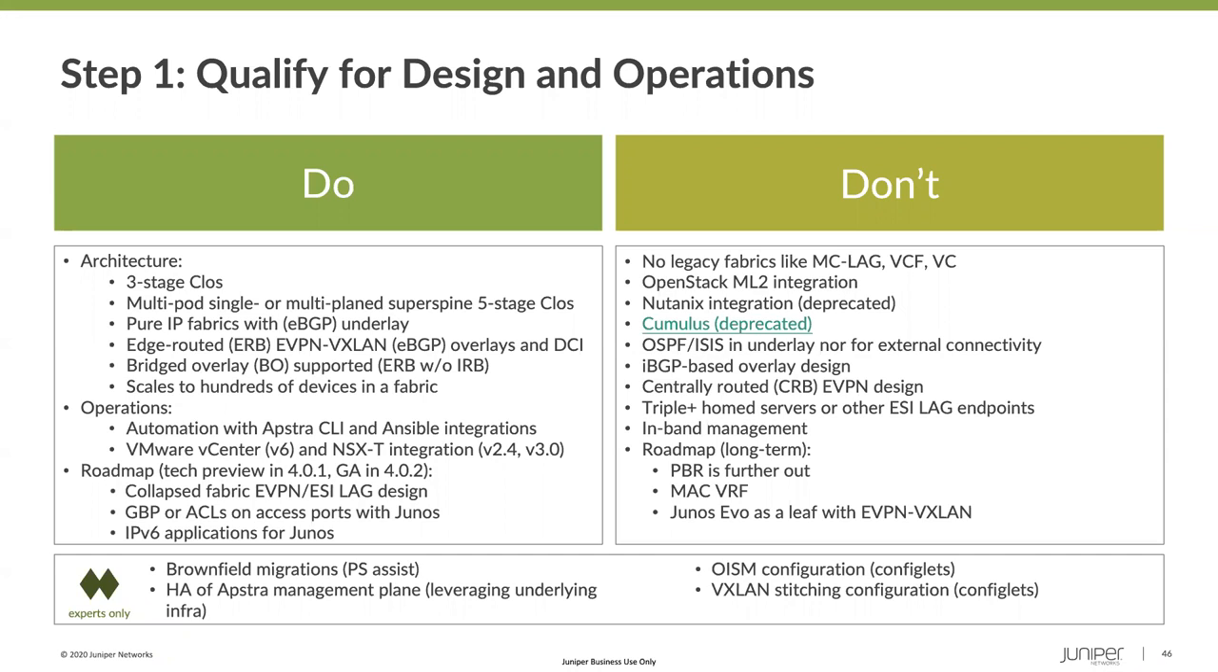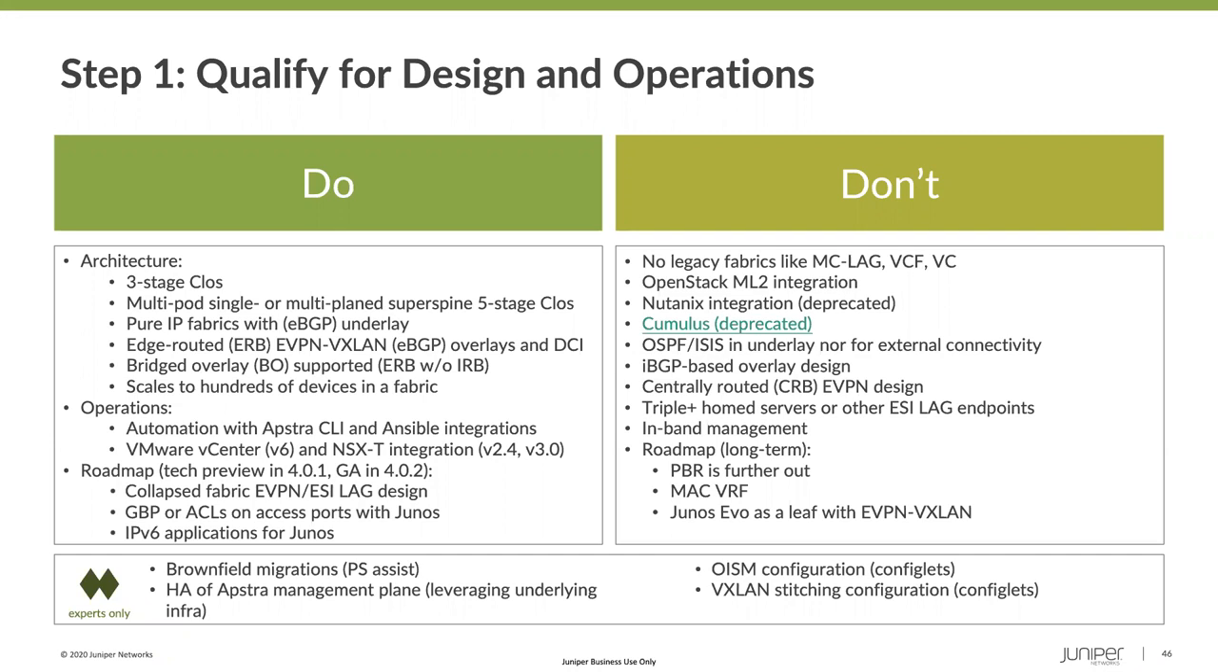What you should not promise, or if a customer is asking for, unfortunately, that's not something we can do due to the design of Apstra. We cannot do MCLAG or virtual chassis fabric or virtual chassis. Also, for those who are running OpenStack, we don't do ML2 integration, which is the Neutron networking part. Up until quite recently, we had some integration with Nutanix, but unfortunately not anymore. That also goes for Cumulus. I've taken Cumulus away in some of the slides. It might pop up, but Cumulus is not supported anymore.